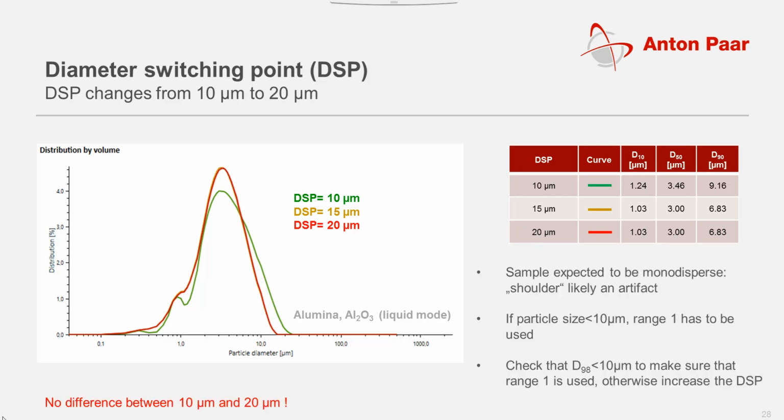This function can be used in case of unexpected shoulders in a distribution which was supposed to be monodisperse, or if you are measuring particles smaller than 10 micrometer and want to make sure that range 1 is used. In this case, you can increase the diameter switching point.